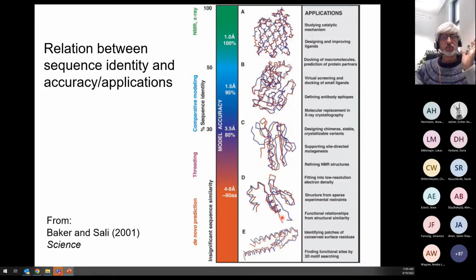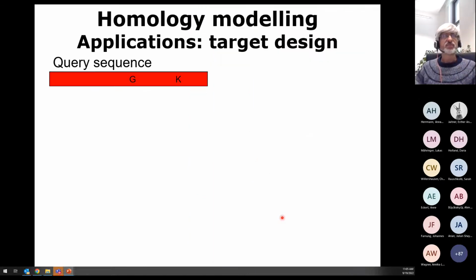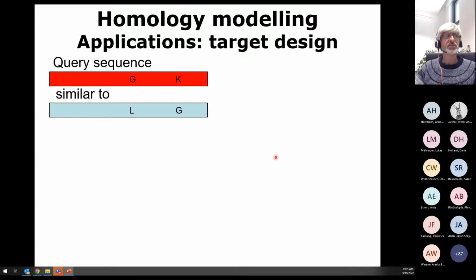And so maybe to focus a bit more, the use of homology modeling can help you, for example, if you are designing targets for a protein, and we will approach this in the exercise in a moment.